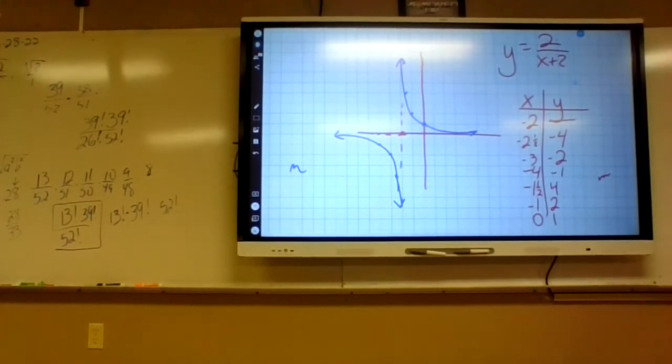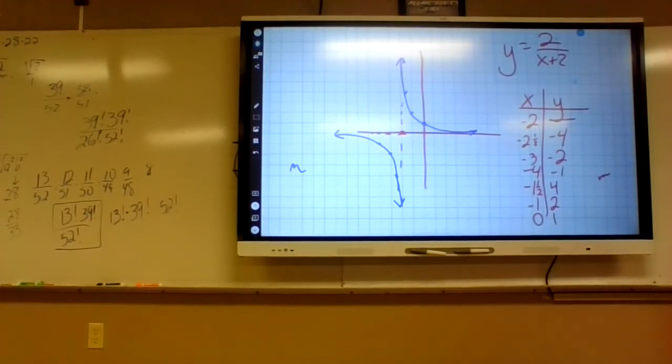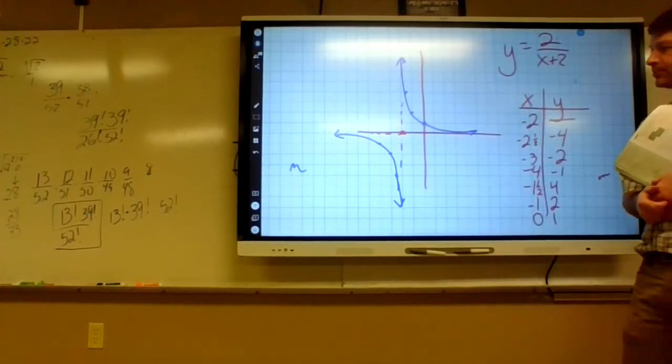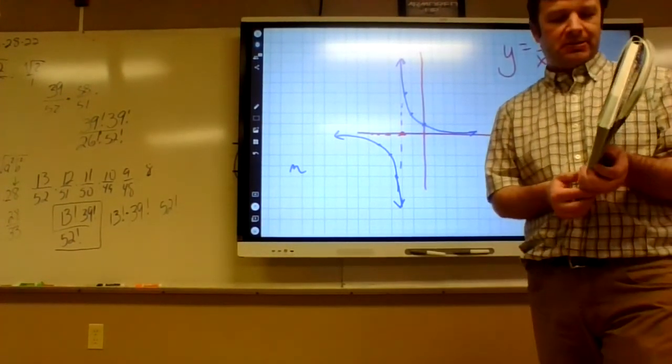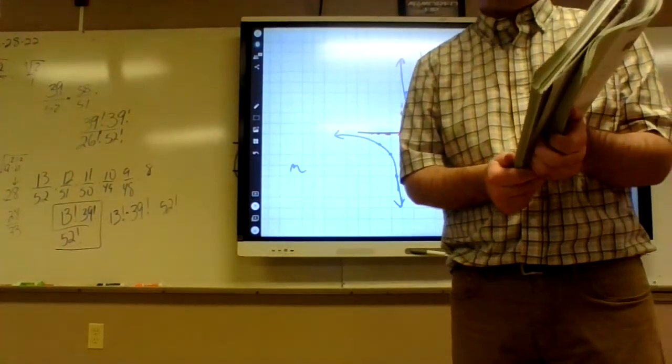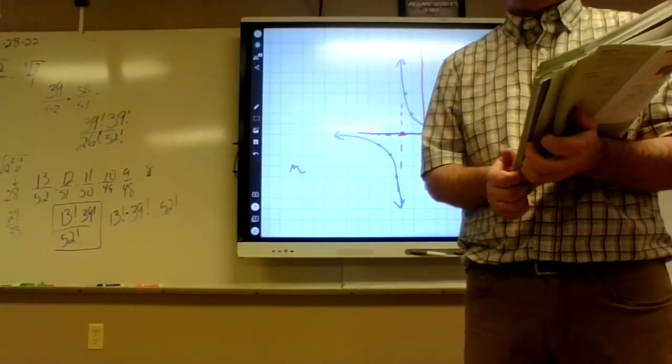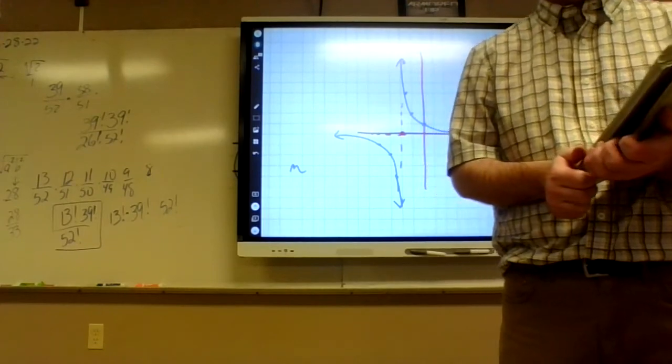Basically what graphs look like when there's an x in the denominator, not the numerator. The book called these reciprocal functions because the reciprocal of x is 1/x. Alright. Now, try those evens. Good luck.